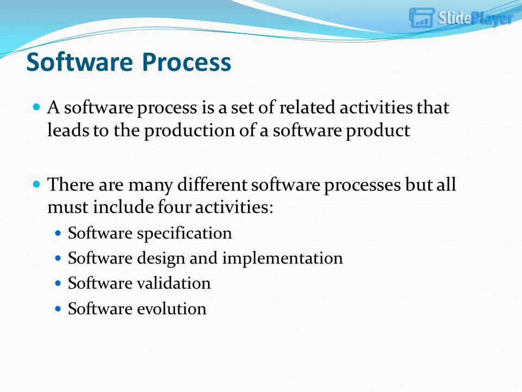Software process. A software process is a set of related activities that leads to the production of a software product. There are many different software processes, but all must include 4 activities: software specification, software design and implementation, software validation, software evolution.